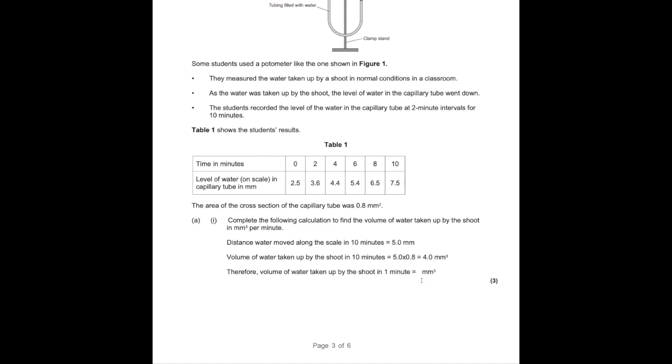Therefore, the volume of water taken up by the shoot in 1 minute. So we need to divide this by 10, of course, because we only want 1 minute instead of 10 minutes. So we're going to do 4 divided by 10, which gives us 0.4 millimetres cubed. So that's the volume taken up per minute.